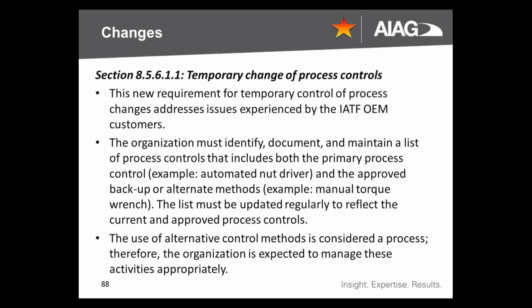8.5.6.1.1 I think is maybe one of the most significant changes and additions in the standard: a temporary change of process controls. The organization needs to identify, document, and maintain a list of the process controls, including inspection, measuring, test, and error-proofing systems that include the primary process control and the approved backup or alternate method. So your control plan may specify the use of an automated nut driver, and it also needs to detail the appropriate backup or alternate method, maybe a manual torque wrench.